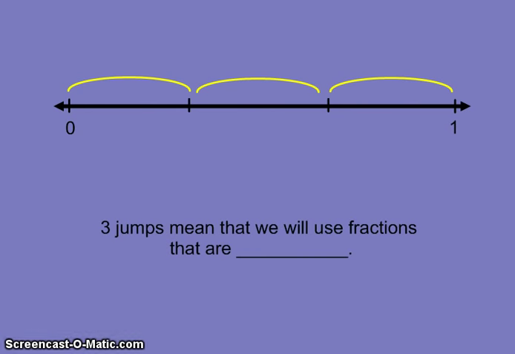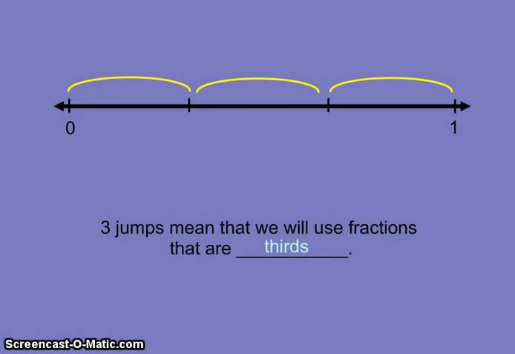Let's look at this number line. We're going to go ahead and count our jumps to help us decide how many parts our number line has been divided into. 1, 2, 3. My number line has 3 parts, so 3 jumps mean that we will use fractions that are thirds. So if I look between 0 and 1, I will be counting by thirds.